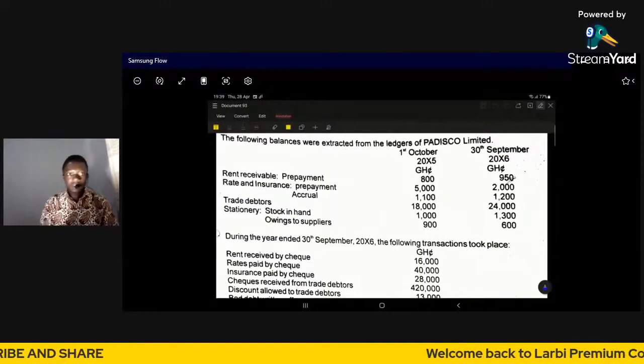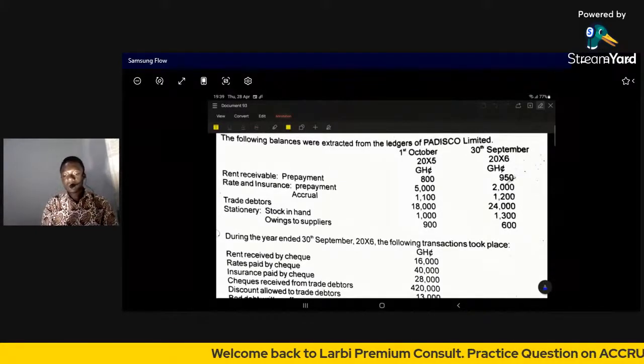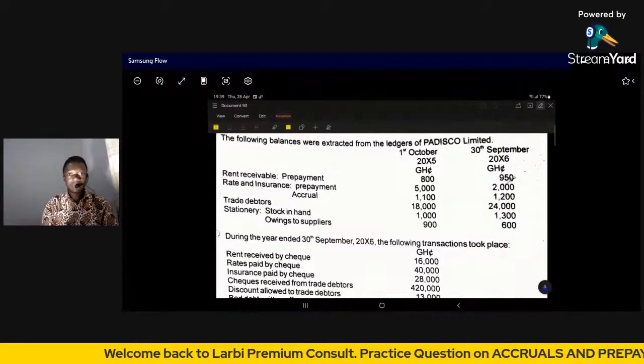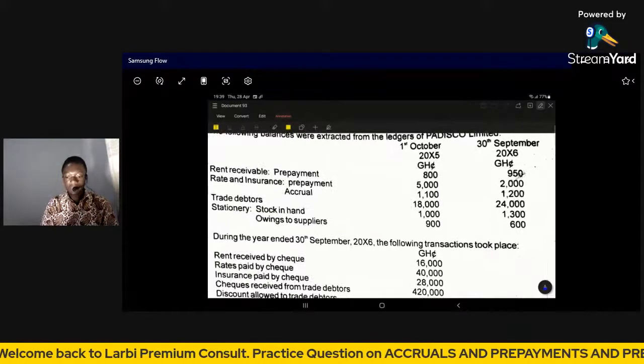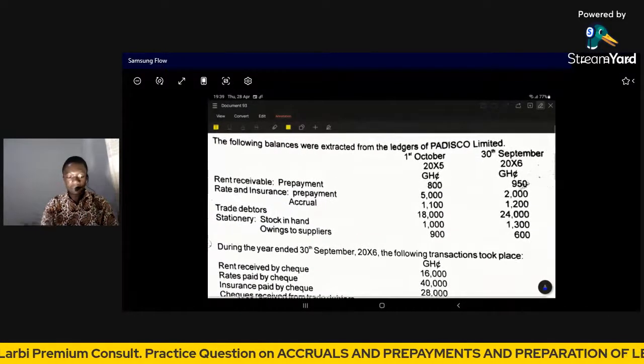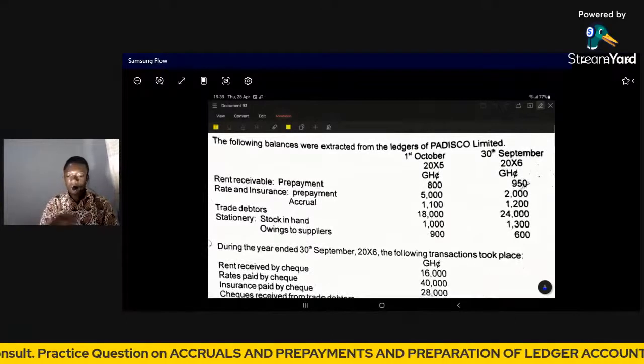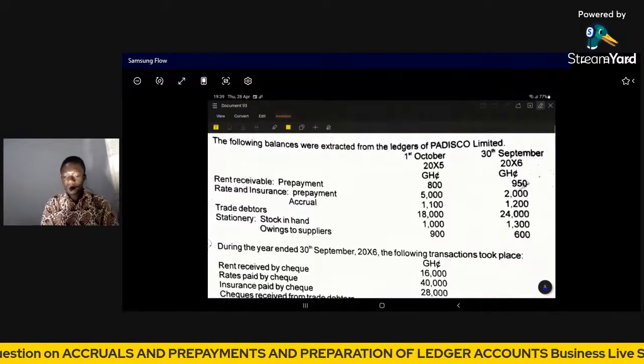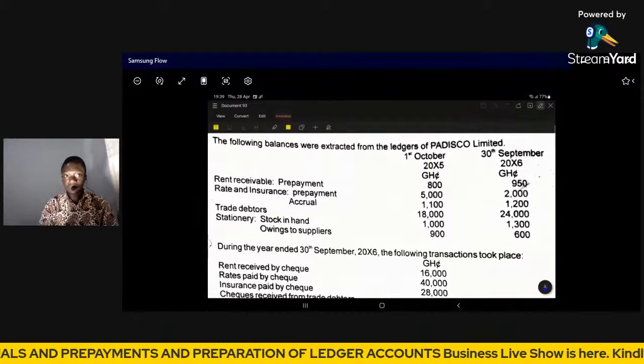There is a question actually. The following balances were extracted from the ledgers of Padisco Limited, on 1st October and 31st of September.